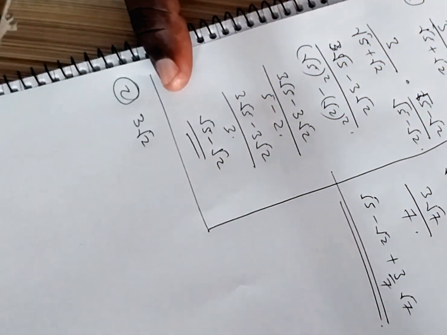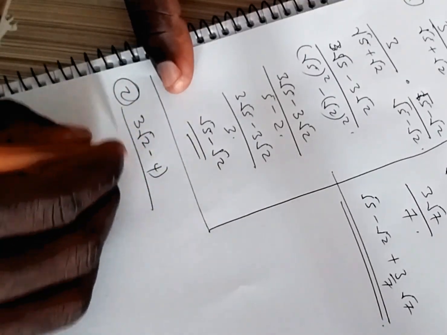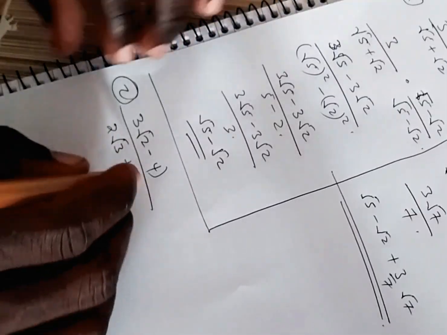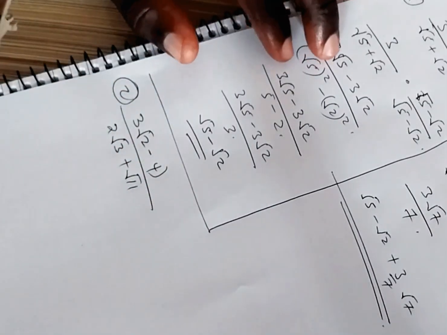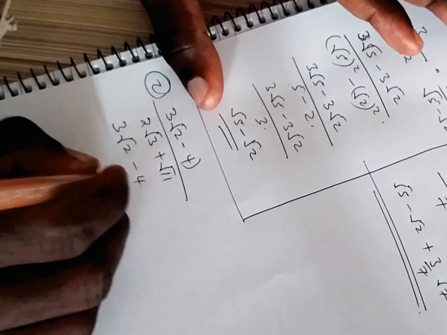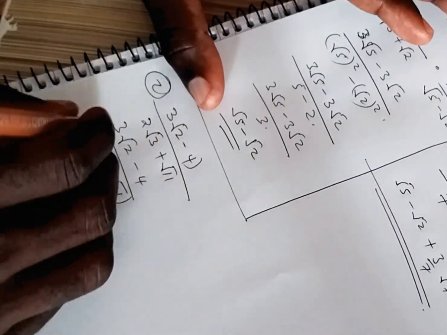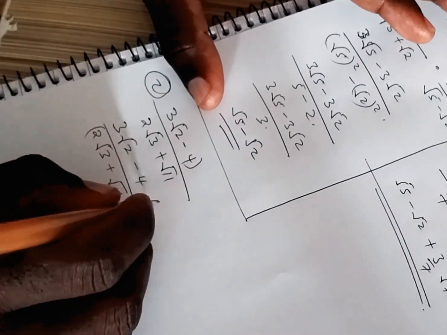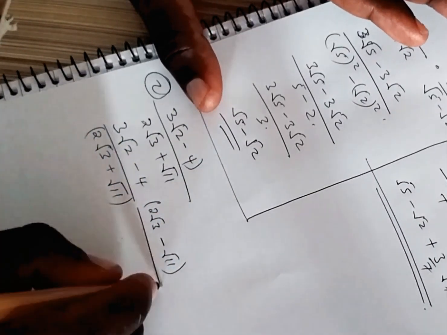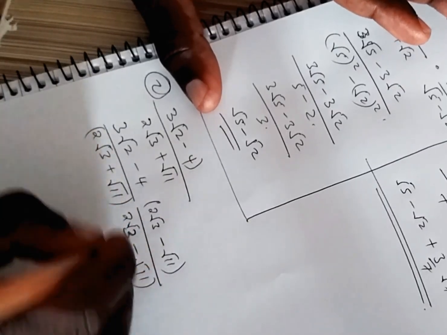Next, 3 root 2 minus 4 over 2 root 3 plus root 11. How do you solve this? We have 3 root 2 minus 4 over 2 root 3 plus root 11. Then multiply it by the conjugate of that, which is 2 root 3 minus root 11.